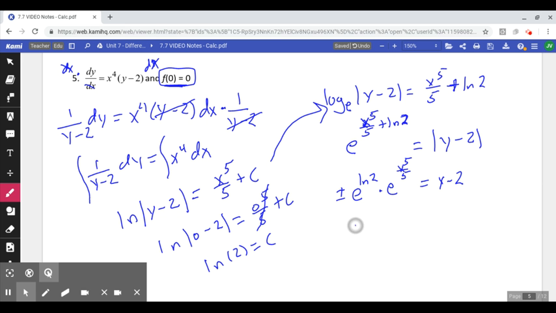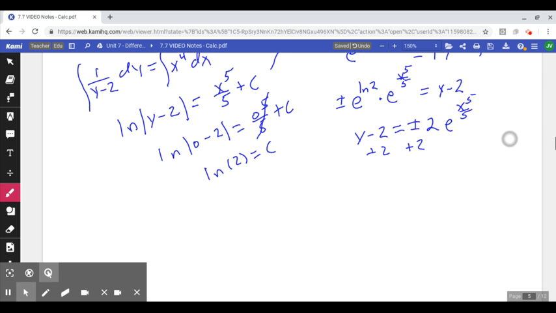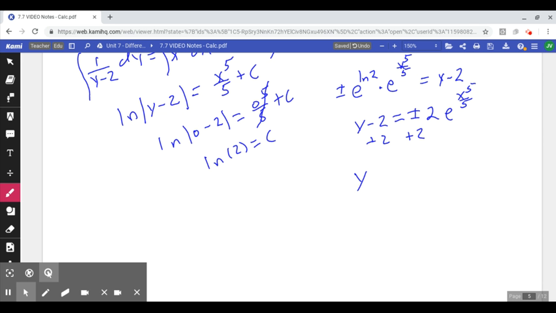Now remember, I'm going to switch sides on you here. So we've got y minus 2 is equal to, and then e to the natural log of 2 is actually just 2. And then we have e to the x to the fifth over 5 power. The last thing to do here is to add 2 to each side. And we're almost finished. We've successfully solved for y. But the very last thing to do here is to take into account our initial condition. You don't have to do this substitution, but you can to help you figure it out.